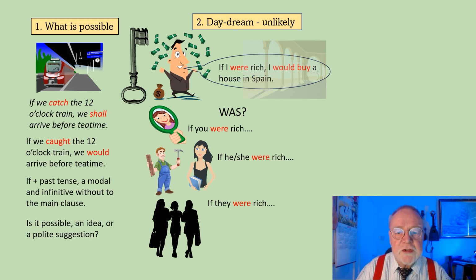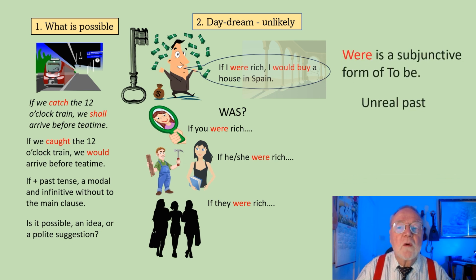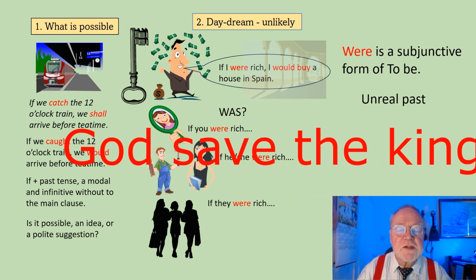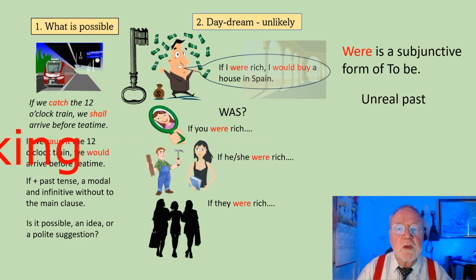If you were rich, if he, she were rich, if they were rich. Now there's something strange going on here because I've used were for all of the subject pronouns. There is a simple reason. It's because were is the subjunctive form of the verb to be. We don't use the subjunctive form very much these days, although you will hear it in the expression God save the King, and we tend to call it now the unreal past. So were here is an unreal past.